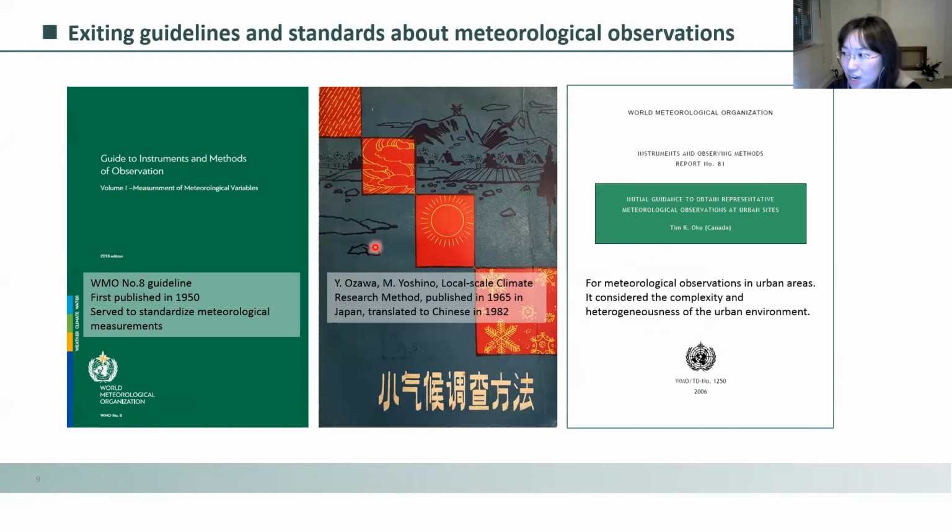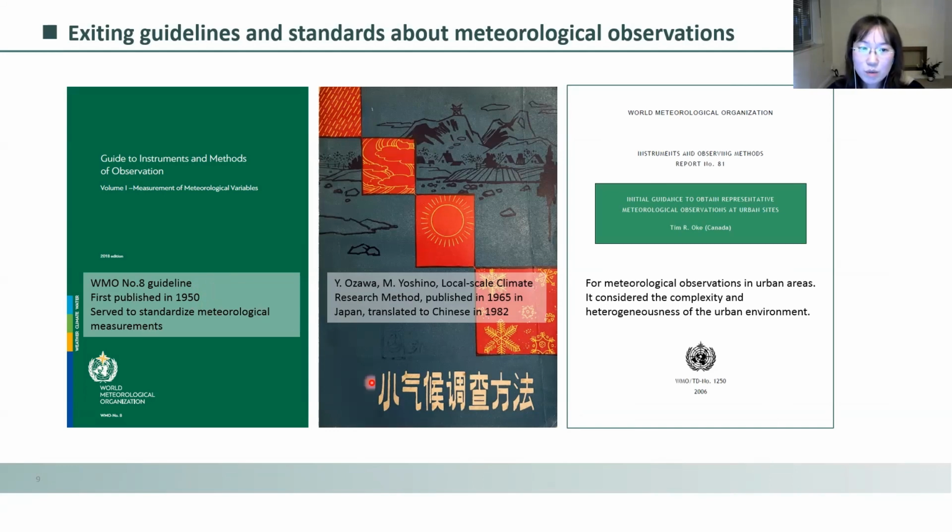There are some guidelines, standards, and handbooks that have been published to clarify and standardize the measurement process. For example, this one, Guide to Instruments and Methods of Observation. This is the most famous guideline, and we also call it the WMO No. 8 guideline, and it was first published 70 years ago. It served to standardize the meteorological measurement.